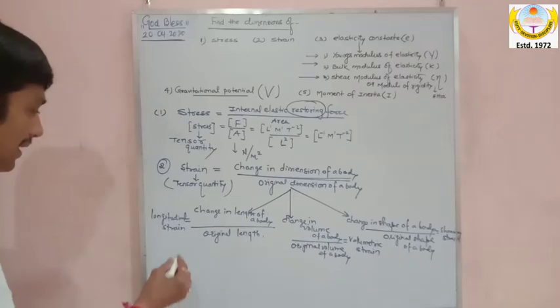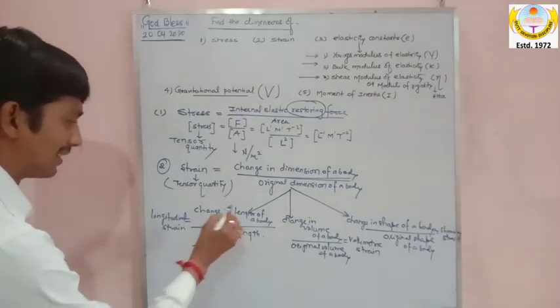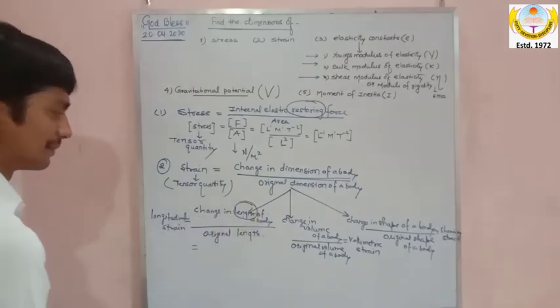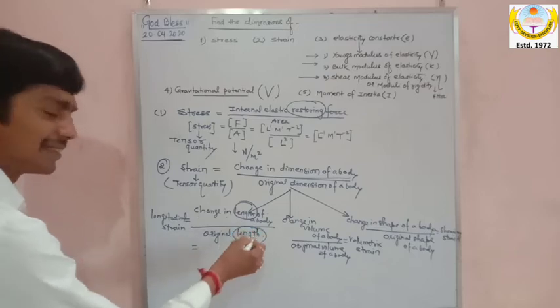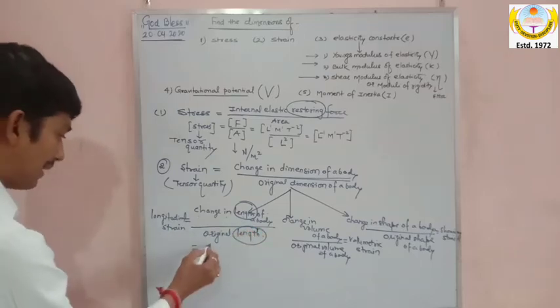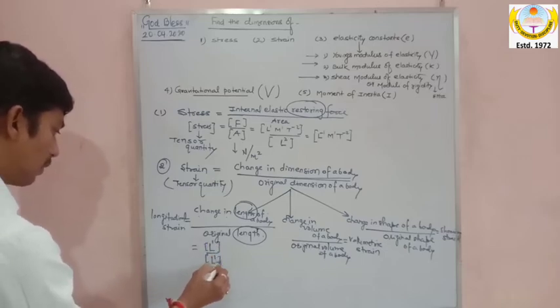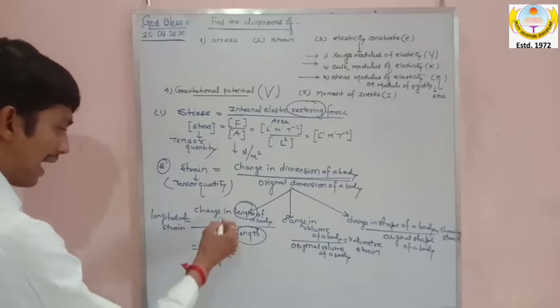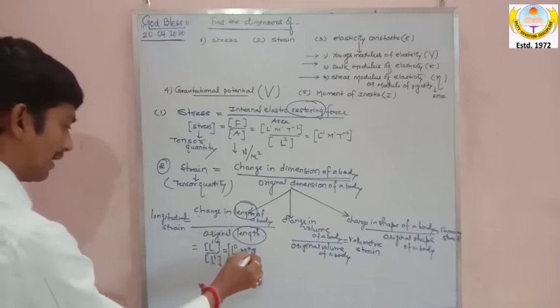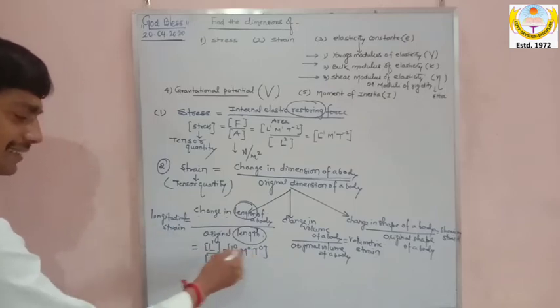So now, my dear, here I said change in length. The quantity is length, divided by original length. What is the quantity? Length. So what will be the dimension? Length, L power 1 upon L power 1. So the dimension will become L power 0. And mass is not there, so M power 0, even T power 0. So it means longitudinal strain is dimensionless.